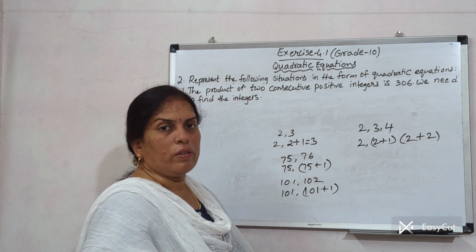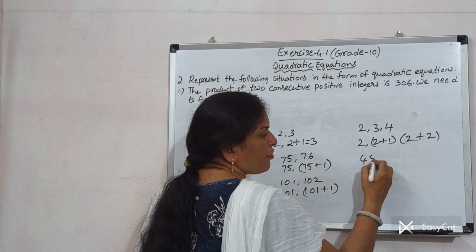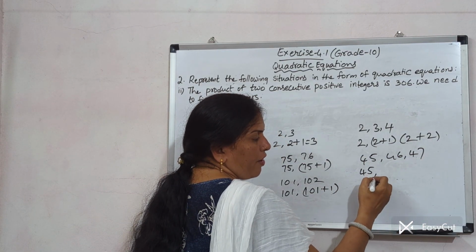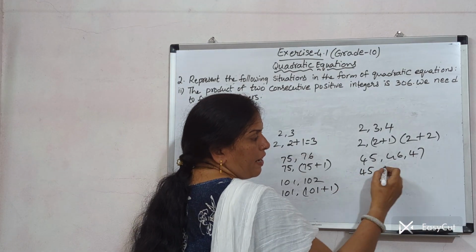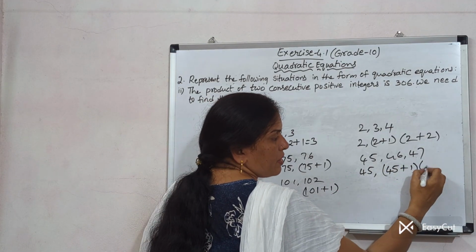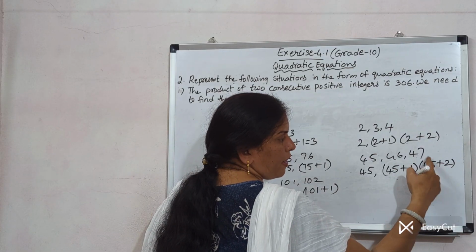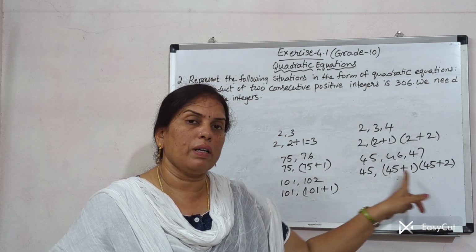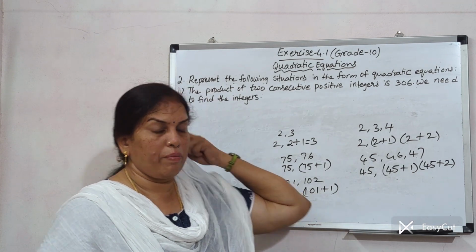All of you understood? If we take 45, 46, 47, we can take 45. First number is 45. Take the first number and add 1, you will get 46. Take the first number and add 2, you will get 47. All of you understood? These are consecutive numbers. Like this you will get consecutive numbers.